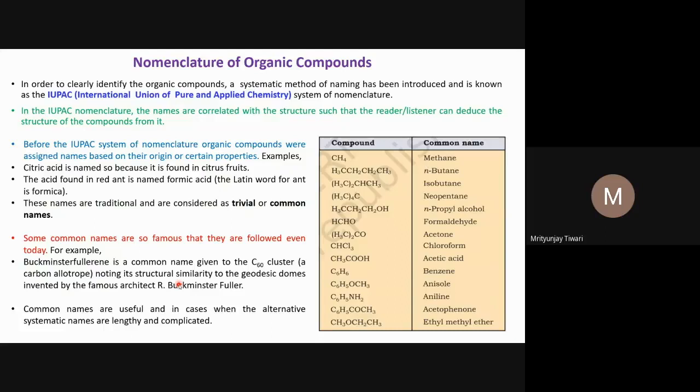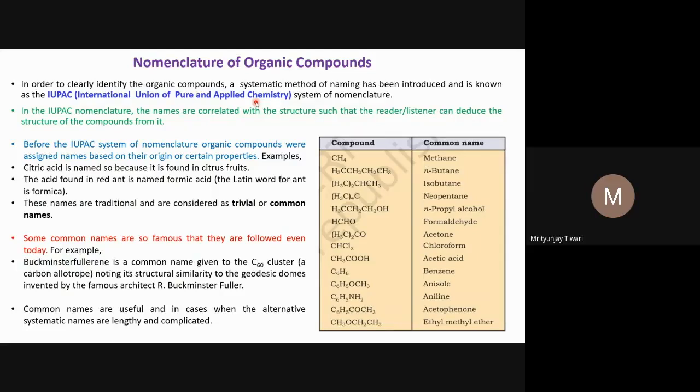In the nomenclature of organic compounds, we will mostly be focusing on the IUPAC nomenclature. IUPAC means International Union of Pure and Applied Chemistry. The full form, International Union of Pure and Applied Chemistry, you should remember. This IUPAC name is actually systematic nomenclature.